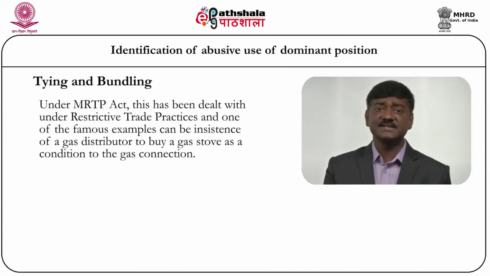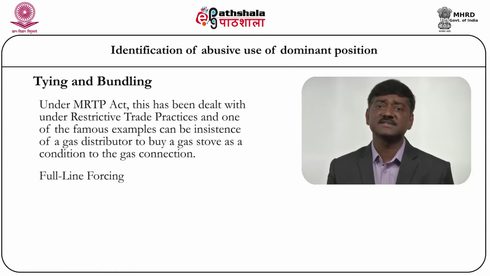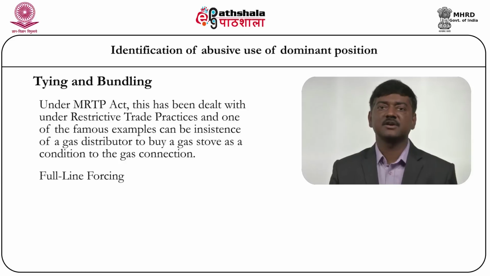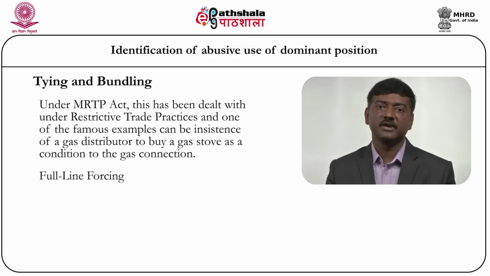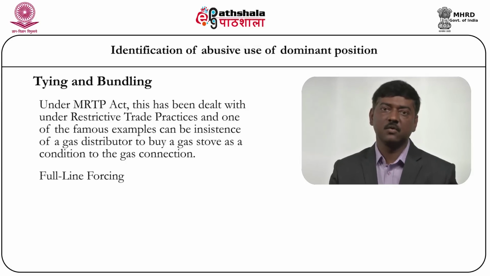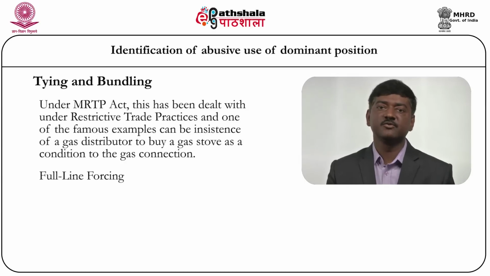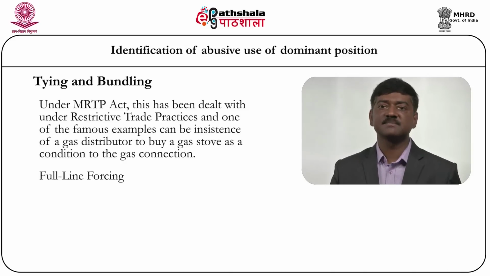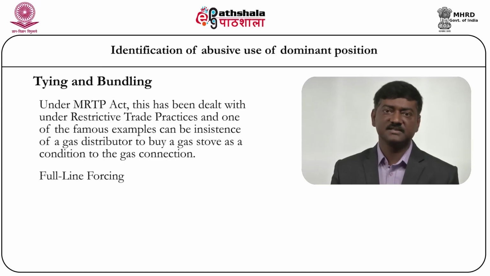Now there is a concept of full line forcing. Full line forcing is where, if you want to buy one product of a producer, it says that you have to buy the entire range of products of that particular producer. For example, you want to purchase a camera from Kodak. Now Kodak says that when you purchase the camera, you have to purchase its lens, and all kinds of other things, and you have to purchase the battery also from Kodak. This is not right, because you can purchase the battery, the lens, the flash and the cover from somewhere else.